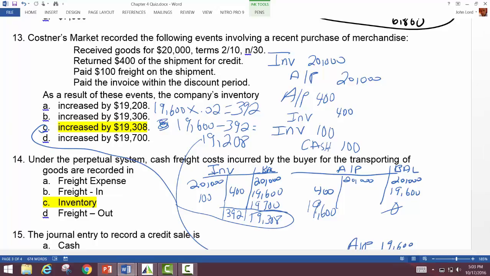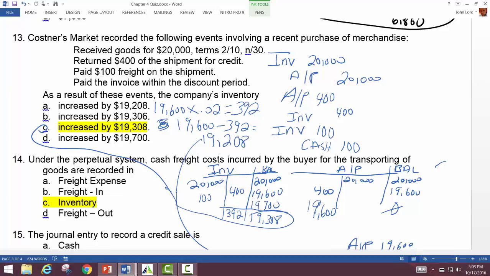Okay, so what happens? They purchase goods for 20,000, right? So I debit the inventory, I credit the accounts payable for 20,000. And I noticed, guys, I went ahead and co-opted the space down here and put the T accounts right here. So I debited inventory for 20,000 and I got a balance of 20,000 in there, right? Just keeping track as I go along.